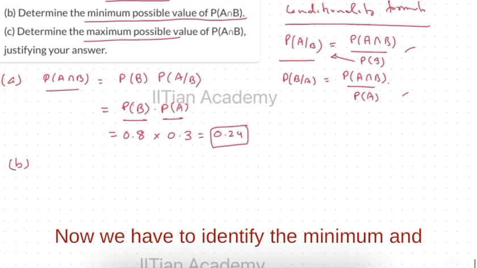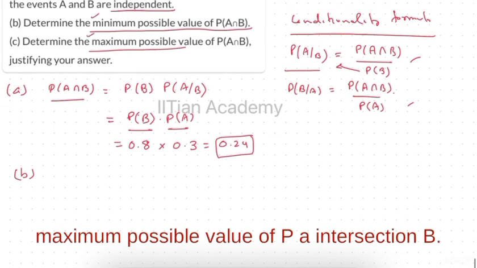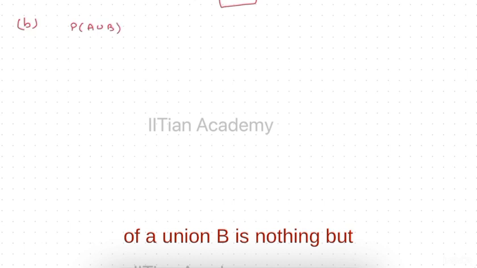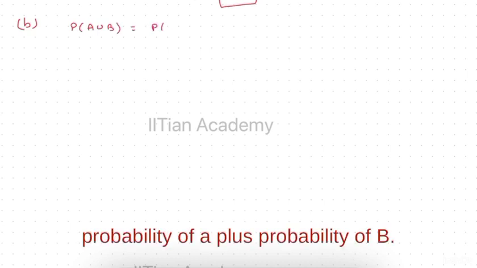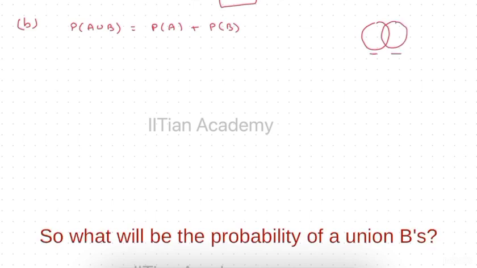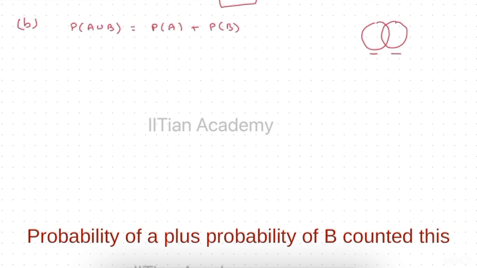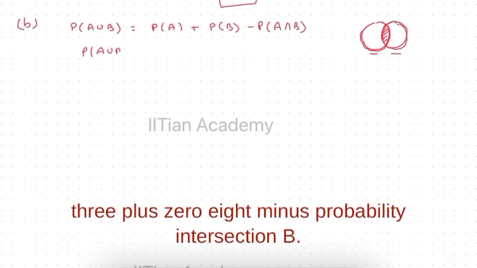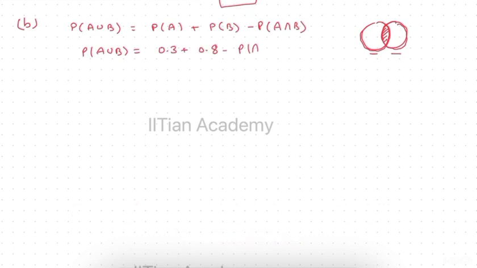Now we have to identify the minimum possible value of the probability of A intersection B. From the simple Venn diagram, the probability of A union B is the probability of A plus the probability of B, but this area is counted twice, so we subtract the probability of A intersection B. So the probability of A union B is 0.3 plus 0.8 minus the probability of A intersection B.